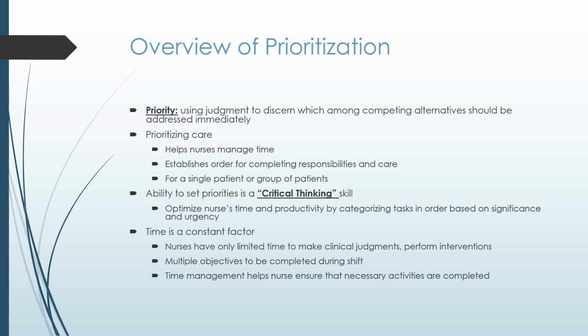Okay? How do I set these priorities? What order? Do I just come into clinical and say, I don't even know where to start? Or do you have a plan that is a deliberate organization according to certain guidelines? Okay? Prioritizing care helps nurses to manage time. It establishes order for completing responsibilities and care, not only for one patient, but for a group of patients. You have to be able to critically think.